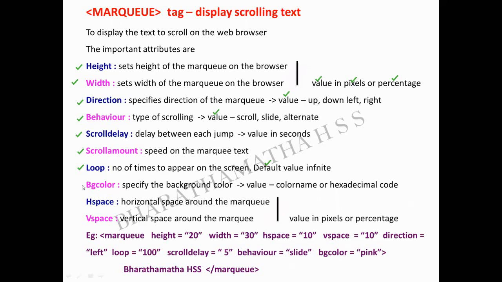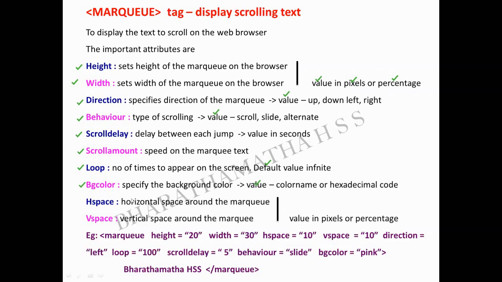Okay, then the next is BG color. BG color means, for that particular marquee, what color you want to set. We have already decided its height and width. Within that size, what is the color to be given? For your marquee, the value is either a color name, or otherwise a hexadecimal code. Any way you can give.